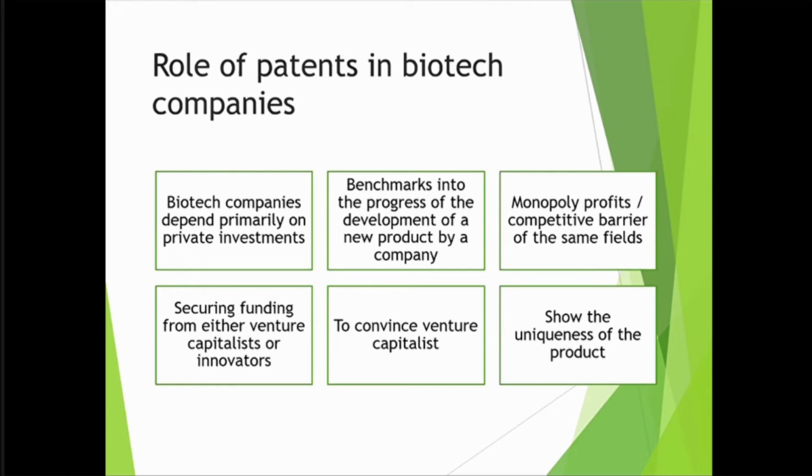And then fifth, we have discussed about it, to convince venture capitalists and to show the uniqueness of the product. So basically, if a product has a patent, definitely it is unique. If it is not unique, then it won't have a patent. If it is unique, it can actually have a few other benefits. For example, it could work in a different way as compared to their competitor, it could have more benefit as compared to their competitor, and so many other ways of showing that the product is unique.